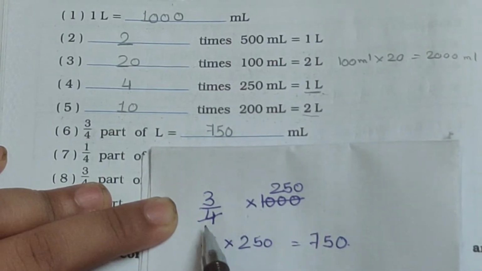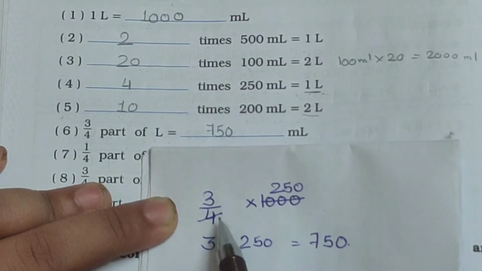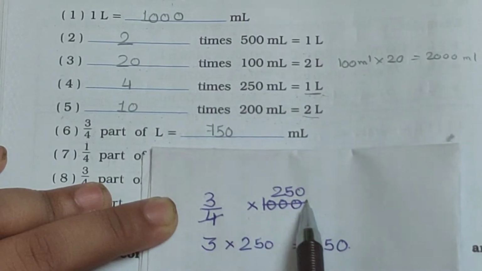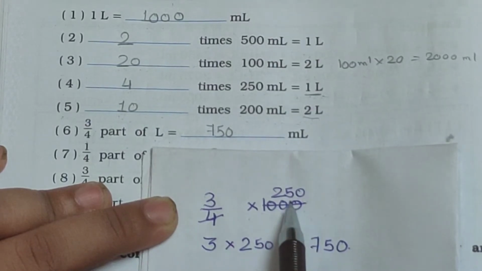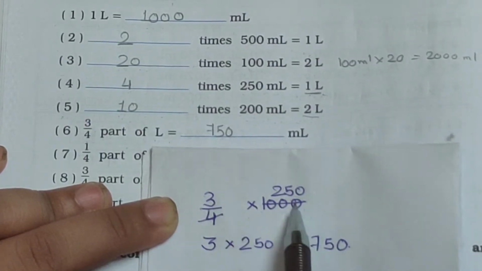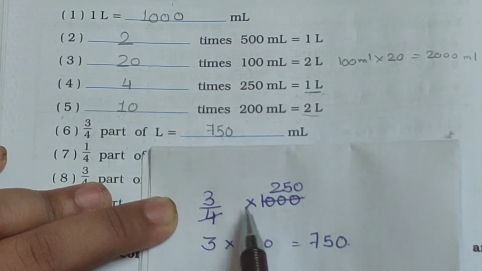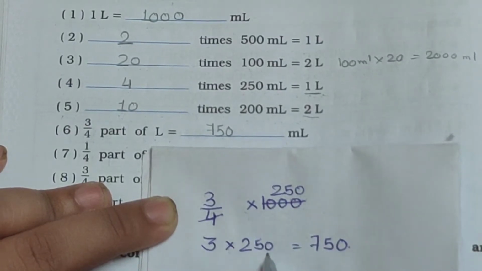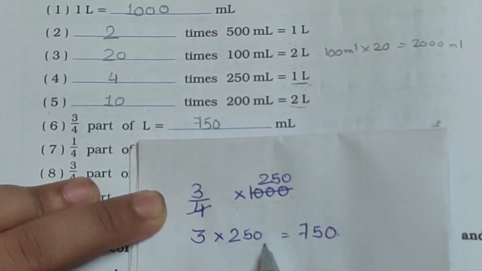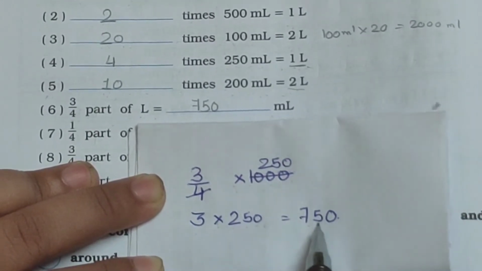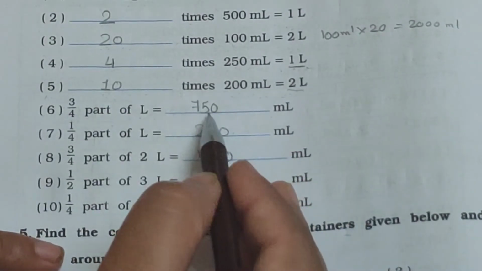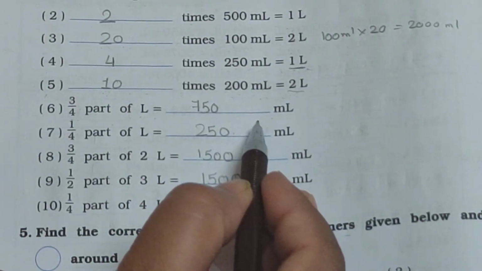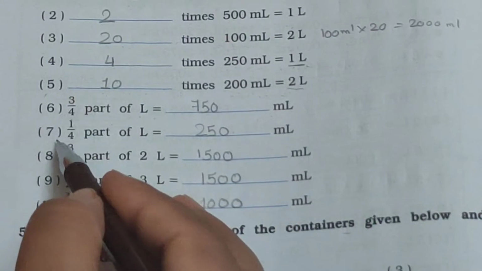Okay. See, now we have to do cross multiplication. 4, how much is a 1000? 4 250 is a 1000. So 4 cut and 1000 cut and here you have to write down 250. Now what's remaining here? 3 multiplied by 250. And 3 multiplied by 250 is 750. This 750 ml is your answer. Understood?